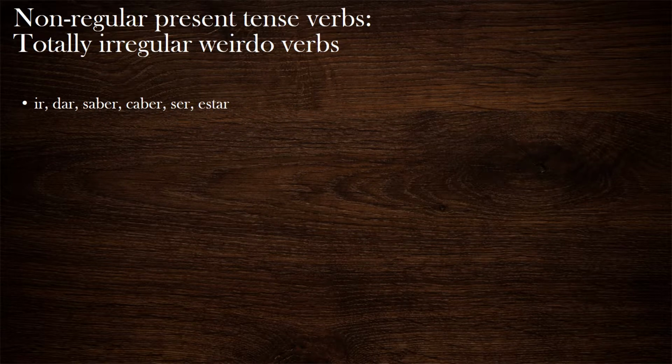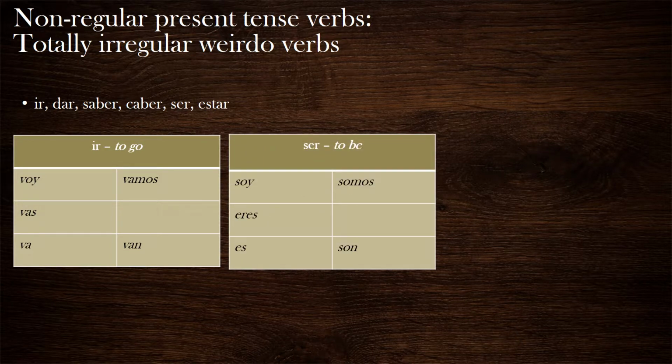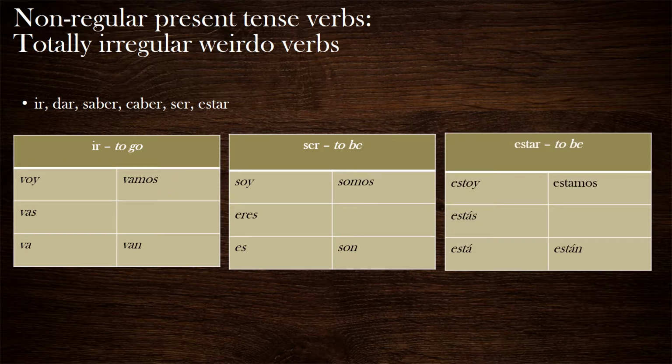These verbs are totally irregular: ir, dar, saber, caber, ser, estar. No pattern happening here at all. Ir changes to voy with a V. What? Voy, vas, va, vamos, van. Ser: soy, but then eres and es, but then somos and son. Estar: estoy, then estás, está, estamos, están. Three of them with accents.